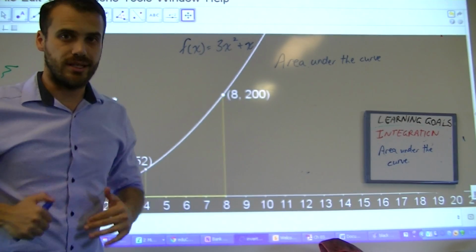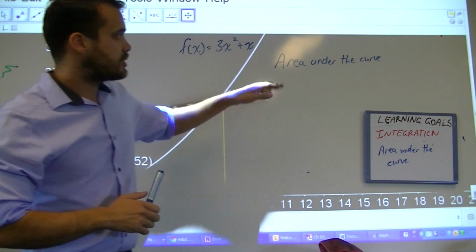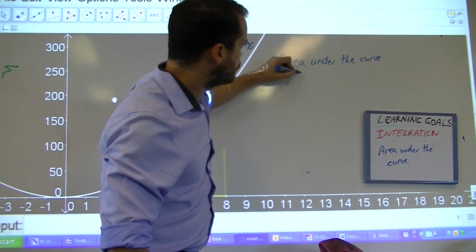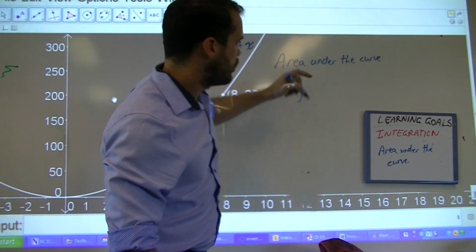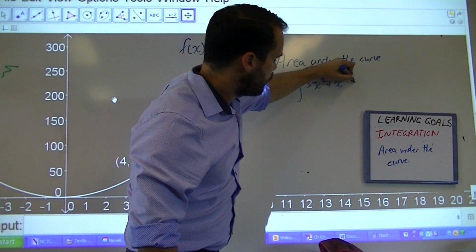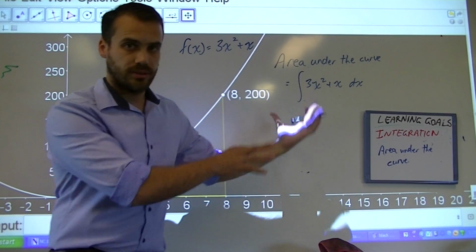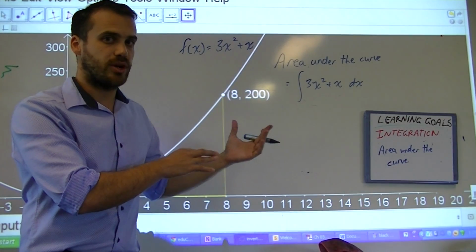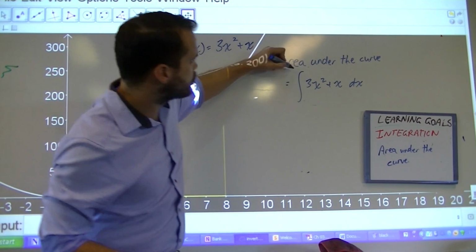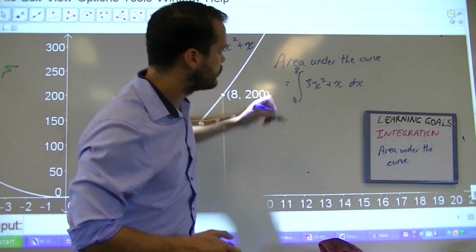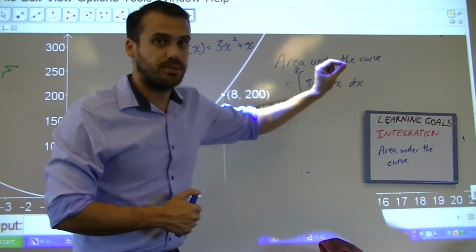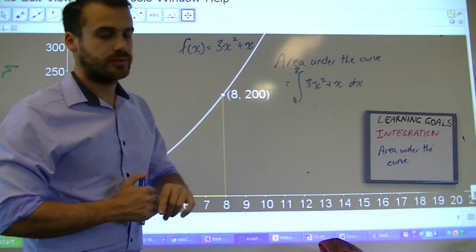We've been working with the indefinite integral up until now. So the area under this curve between 8 and 4 will be equal to the integral of 3x squared plus x with respect to x. That's recognisable so far, but we need it between 8 and 4. So between 8 and 4. So this says the integral of 3x squared plus x with respect to x between 8 and 4.